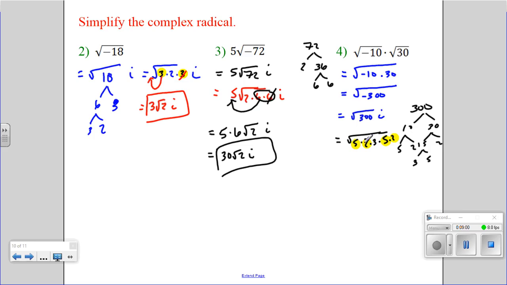But remember, one always cancels from each pair and one comes outside. So what came outside? A 5 and a 2. Again, remember they're going to multiply outside. Inside the house stayed a 3, and we have our I outside. So the final answer for this case would be 10 square root of 3 I.